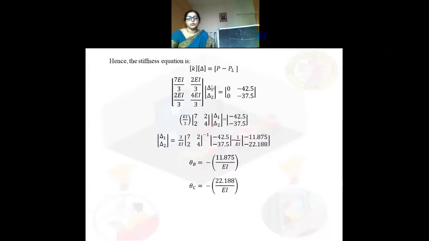So into how many unknowns? 2 unknowns at coordinate 1 and coordinate 2. We do not have any external couple or a force at the coordinate 1 and 2, hence it is 0. Now at the restraint structure, what are the forces we got? It is minus 42.5 and 37.5. Right. So EI by 3 is common, take it out, and when you solve this matrix, what is the answer we are going to get? Theta B is equal to minus 11.875 by EI and theta C is equal to minus 22.188 by EI. So when you solve this, this is the answer which you are going to get.